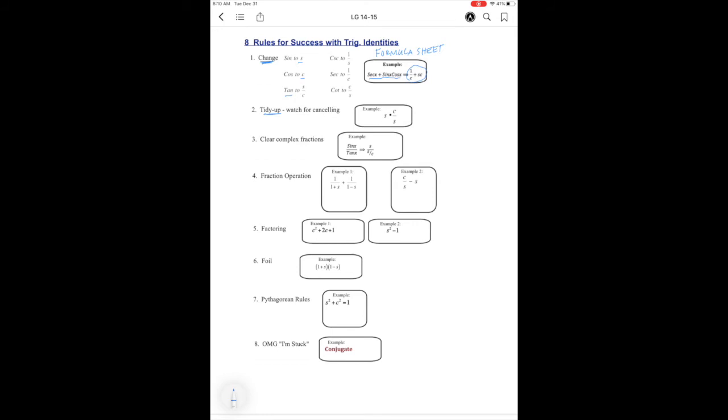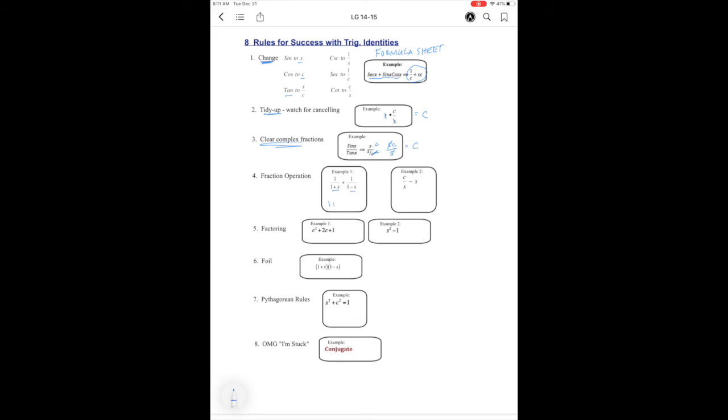Number 2 is tidy up. This is very, very important if you want to be successful, because if you forget to tidy up, it could lead to you not proving the identity. So now here I have an S and an S, so it becomes C. Okay, number 3 is complex. I see a C I have to get rid of. So that makes it SC over S, and then just tidy up. So it becomes C as well.